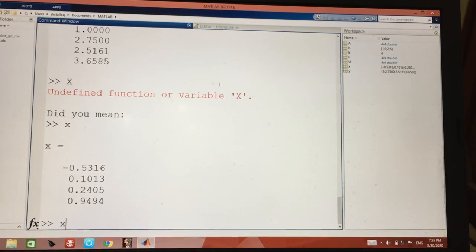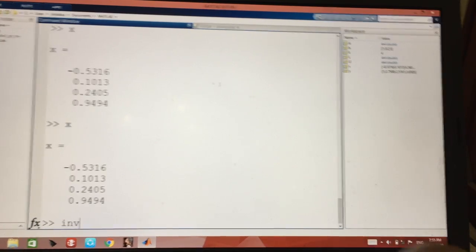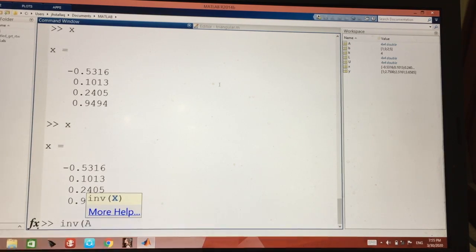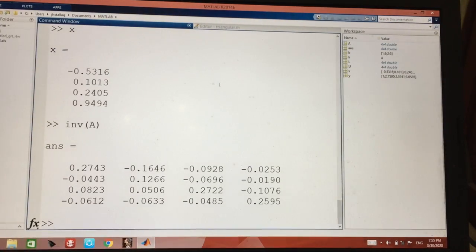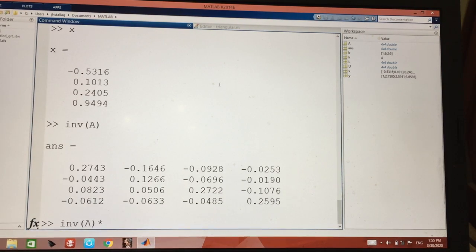X is equal to that. Let's invert. Since we know B, we have it, and A we have it. Let's invert A. If we invert that, this is the inverse matrix. If we multiply it by B, it should give us the same X.